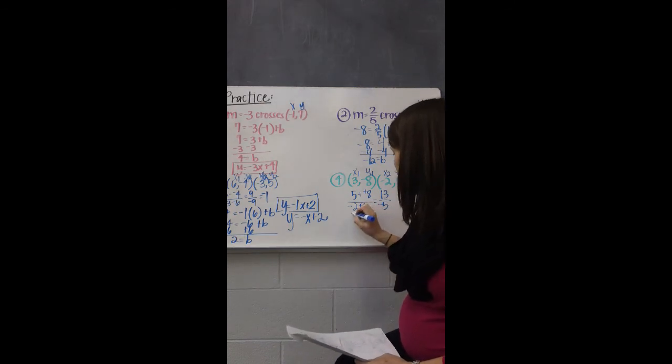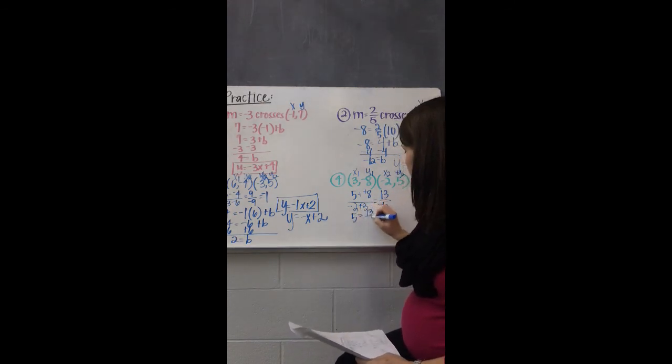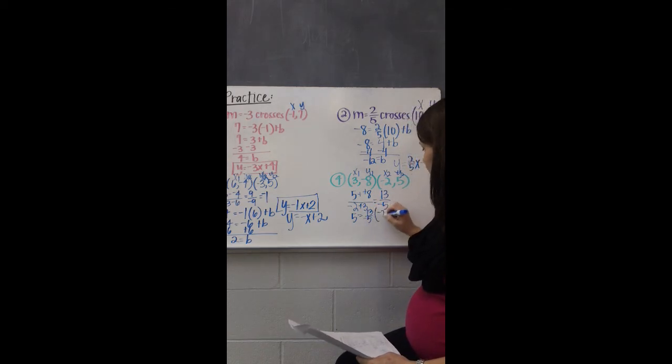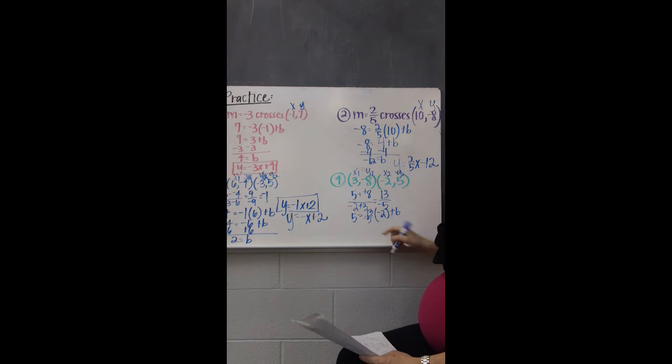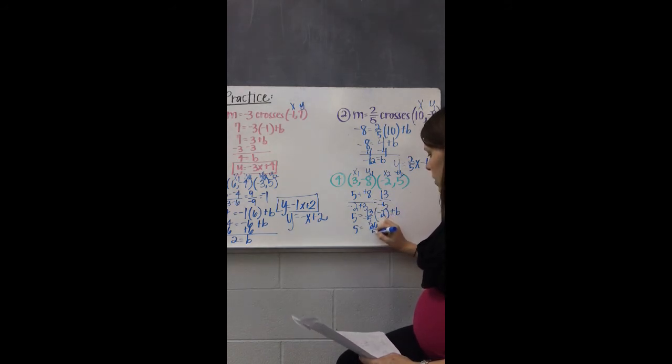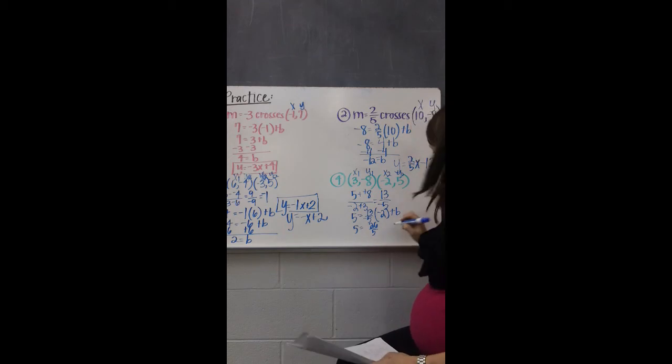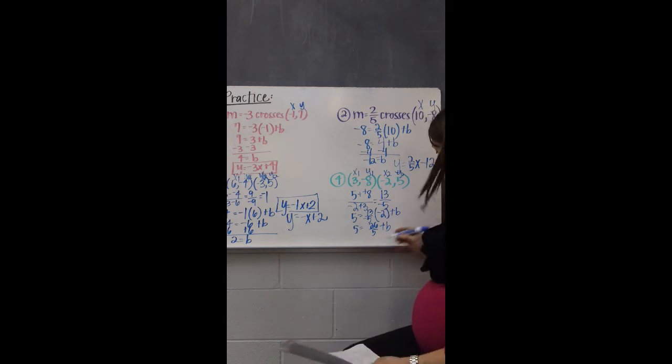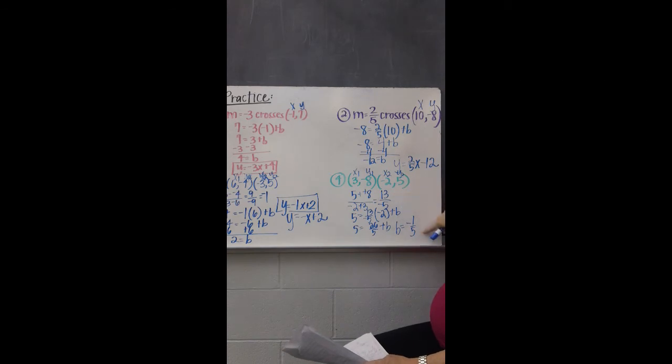So we've got 5 equals -13/5 times -2 plus b. When you multiply this, 13 times -2, so we got 5 equals 26/5, because a negative times a negative gives me a positive, plus b. Subtract 26/5 from both sides, and you get b equals -1/5. Now I have the slope and the y-intercept, so I can say y equals -13/5 x minus 1/5.